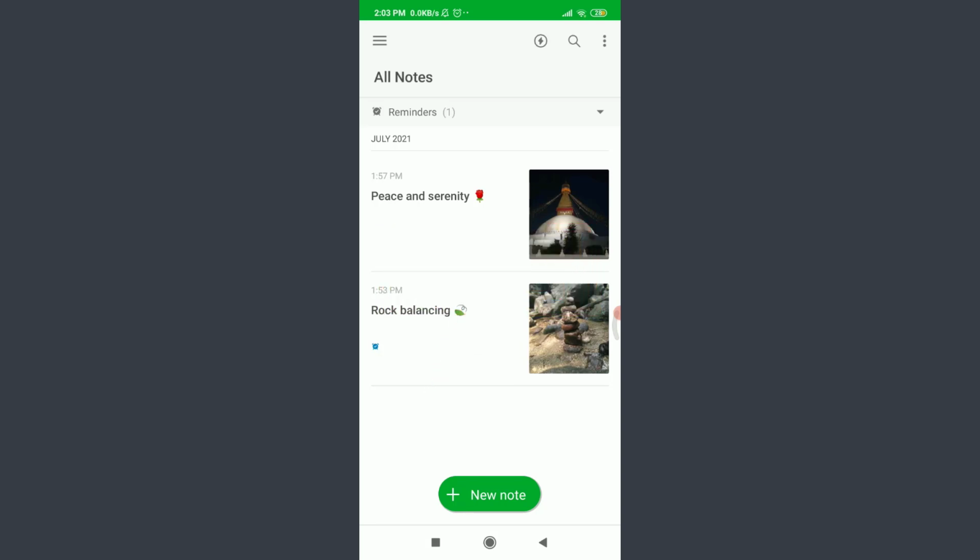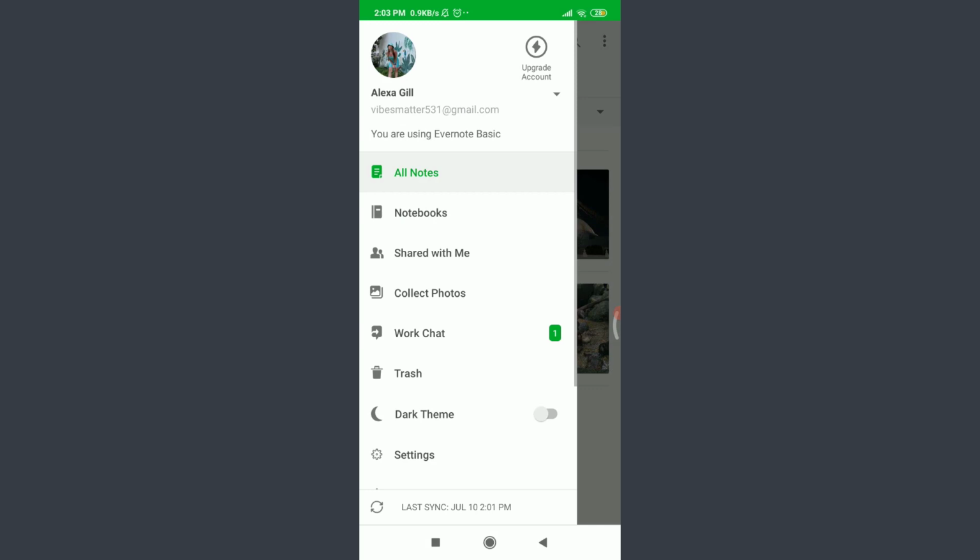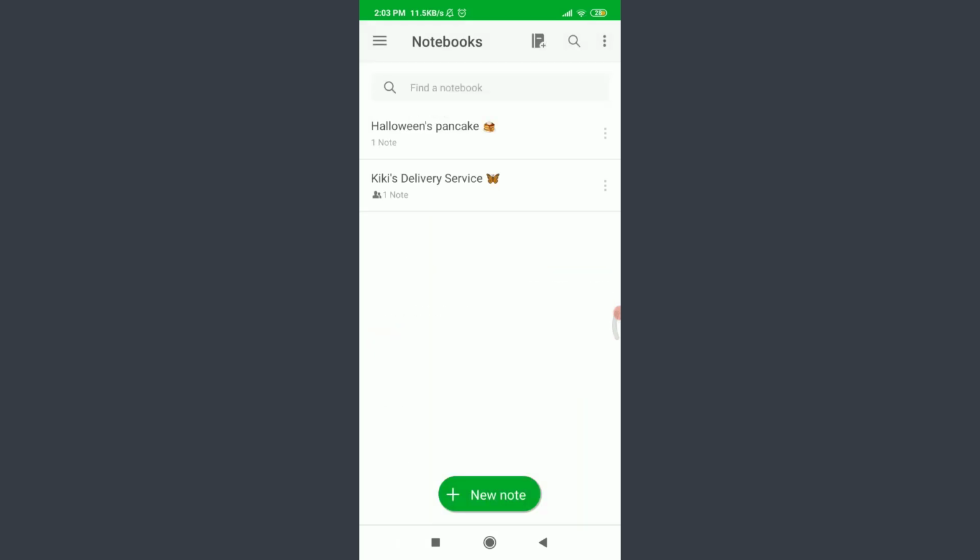I am already logged in. Make sure you are as well. Tap on the three straight parallel lines on the top left corner. Tap on Notebooks below All Notes. Choose any of the notebooks that you want to share. I really want to share this notebook known as Kiki's Delivery Service.